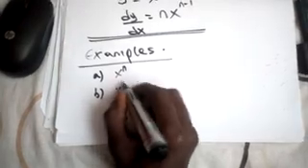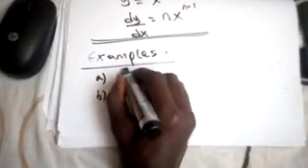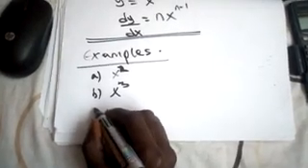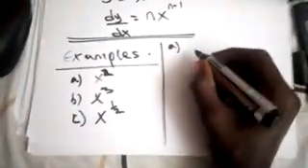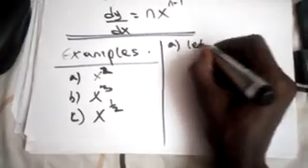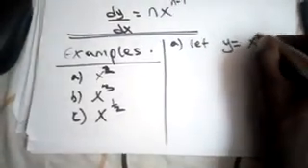First of all, we are going to start with x power n. We shall also look at x squared, we shall look at x power 3, and also we shall look at x power a half. There are many functions that we can use. So if this is the function, let's start with a. Let our a be y equals x squared.